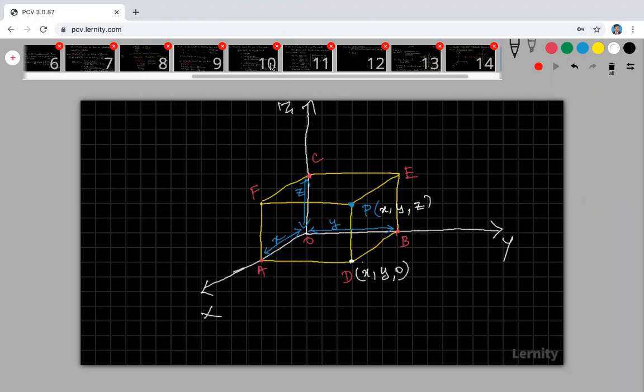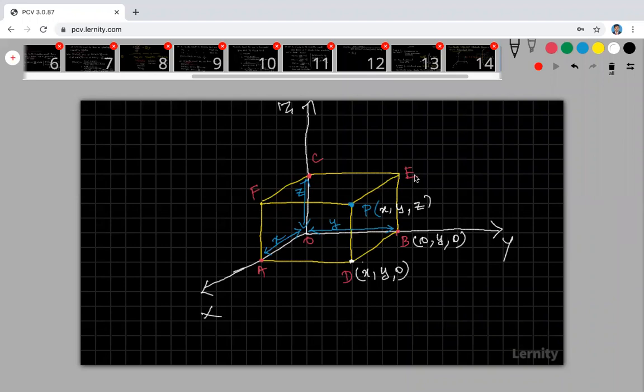Yes, very good. Any one of you please tell me this coordinate B. There is no X distance. Please note down, no X distance. Only the Y distance is there from the origin. The Y value is only there. Z is also 0. No height.